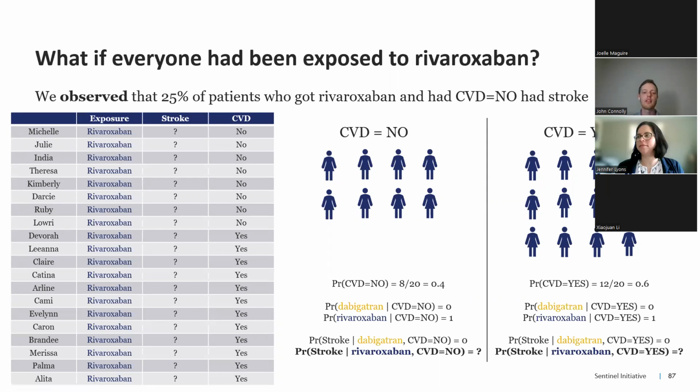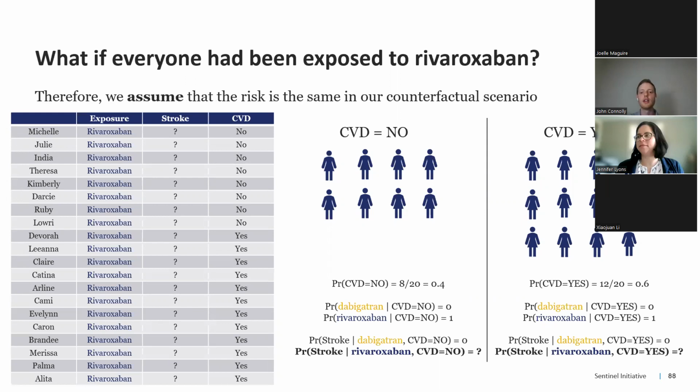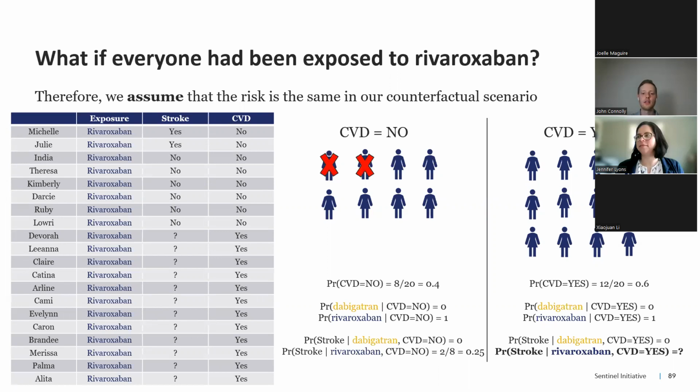And we observed that 25% of the rivaroxaban patients in real life who didn't have cardiovascular disease had a stroke. If you'll remember, it was 1 out of 4. So we would expect then to see the same proportion of patients experience a stroke in this hypothetical reality we've created here. So 25% of the larger number of 8 would be 2. So we would expect 2 out of 8 patients to experience stroke based on what we observed in this hypothetical scenario. So we can start filling out the data set here as well. It doesn't really matter which 2 patients experience the stroke, so we'll just give it to the first 2.